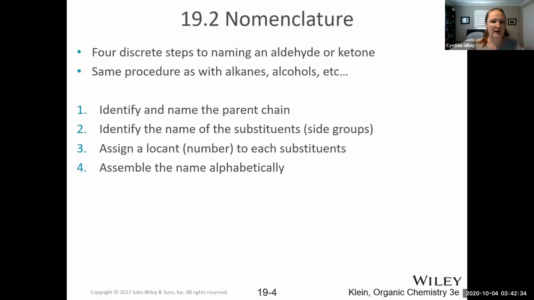Remember that with nomenclature, we're going to be focusing on a certain functional group to talk about how to name that group as a parent. And in this chapter, we're going to be expanding our ability to name aldehydes and ketones. The same procedure is used. We identify and name the parent chain, the substituents, assign a locant, and put the name together in the end alphabetically.